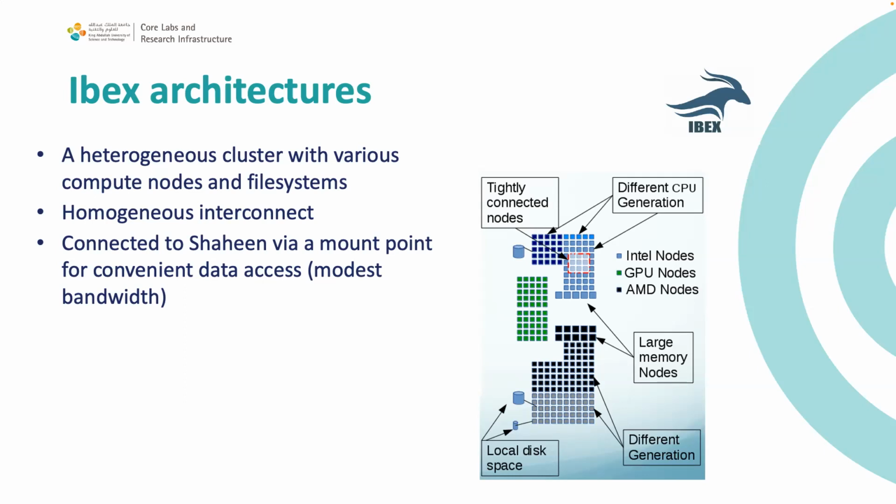It's not a homogeneous thing, so you have different things. You can see the main things here. We have large memory nodes. We have Intel nodes, GPU nodes, AMD nodes that are connected very tightly. And we have a local space.